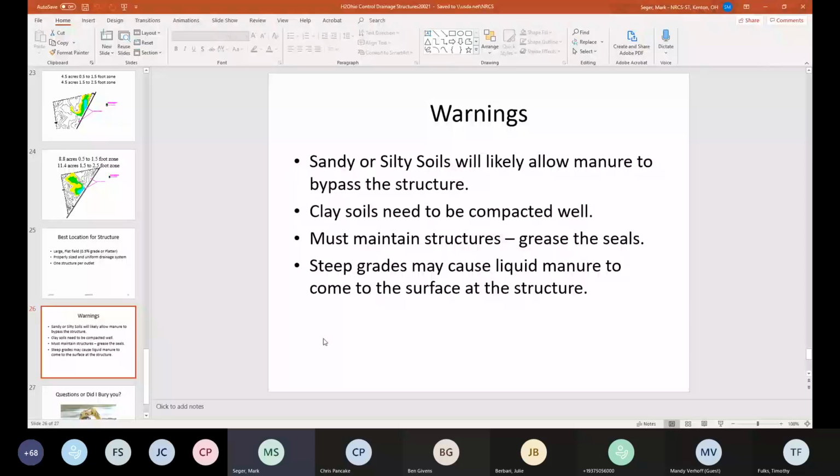If you have too steep of a grade coming up to a structure, and they're putting liquid manure on behind this system, we could cause that liquid manure to come up to the surface behind that structure. So there are some things you have to be aware of when we're putting these systems in and using them for liquid manure application.